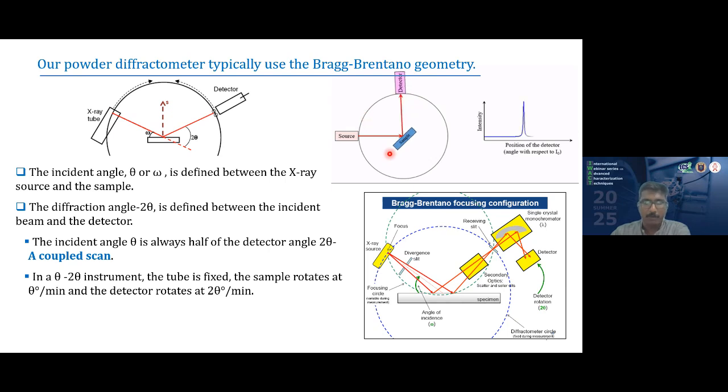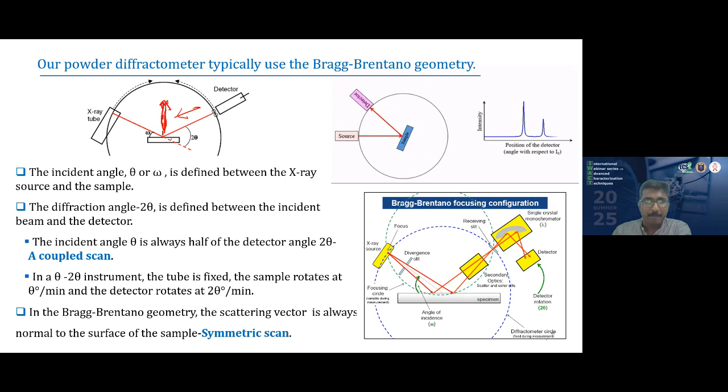An animation of the Bragg-Brentano geometry is shown here. Also, here is the scattering vector. This is a scattering vector, which is the bisection of the incident beam and the scattering diffracted beam. This scattering vector will always be normal to the sample surface. That is, in the Bragg-Brentano geometry, the scattering vector will always be normal to the sample surface. This is very important. That's why it is called a symmetric scan.